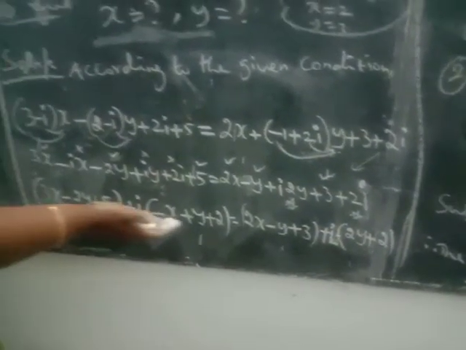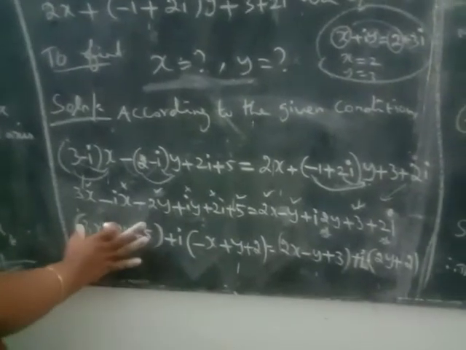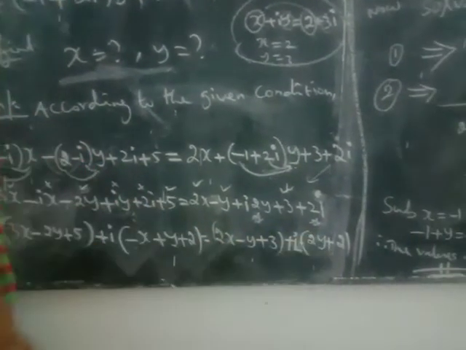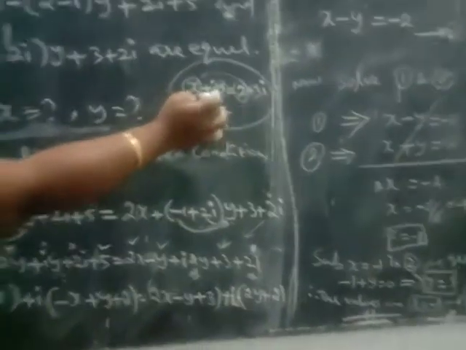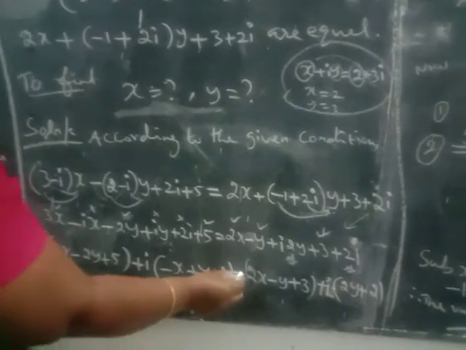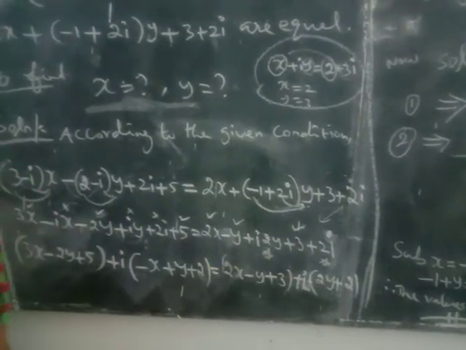Now here we have written this in x plus iy form. Here also x plus iy. Now this is like x plus iy equal to some complex number. This is one complex number equal to another complex number.